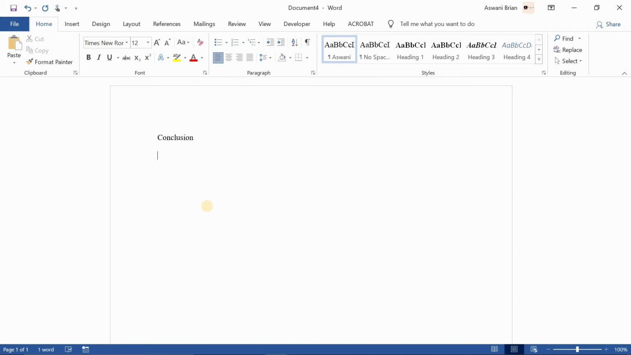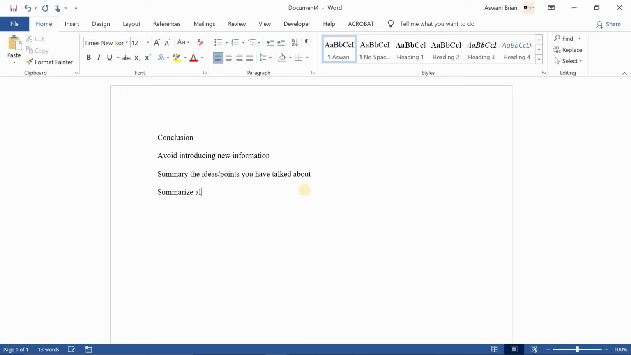Conclusion. So in conclusion, you usually avoid introducing new information. Okay, do not introduce new information in the conclusion. Conclusion is just a summary. It's just a summary of the ideas or points that you already talked about in your essay in the body section. So you should not be introducing any new information.